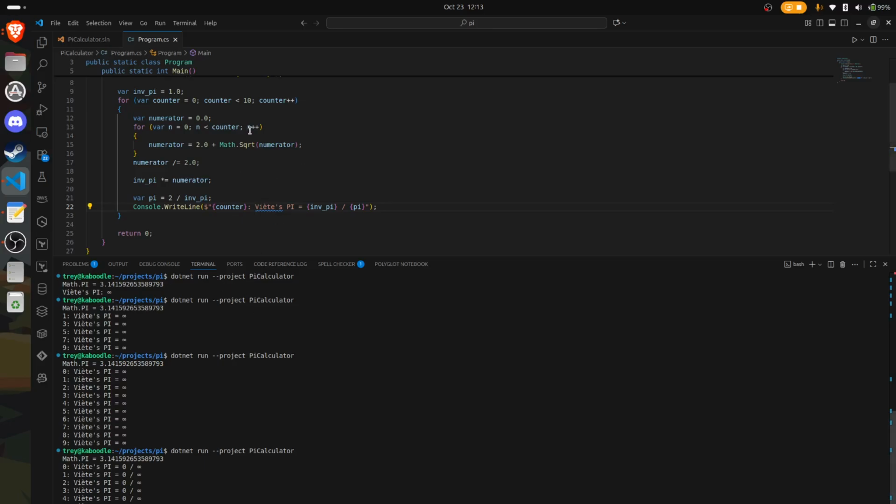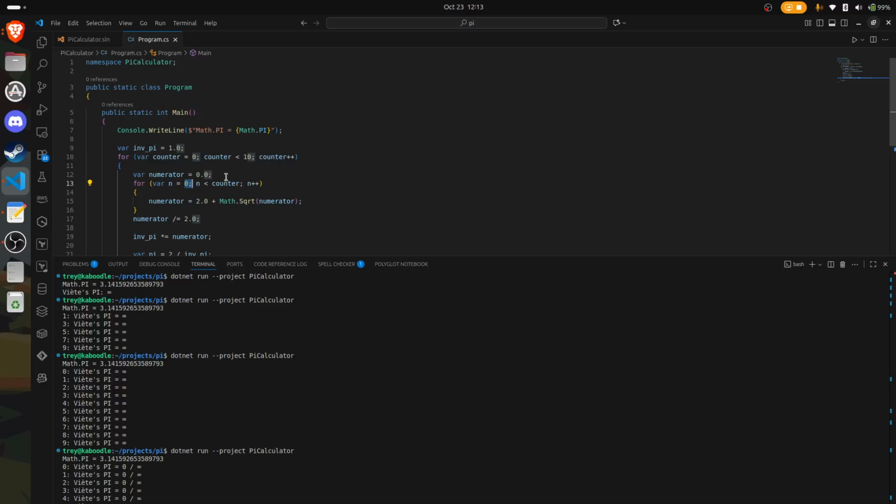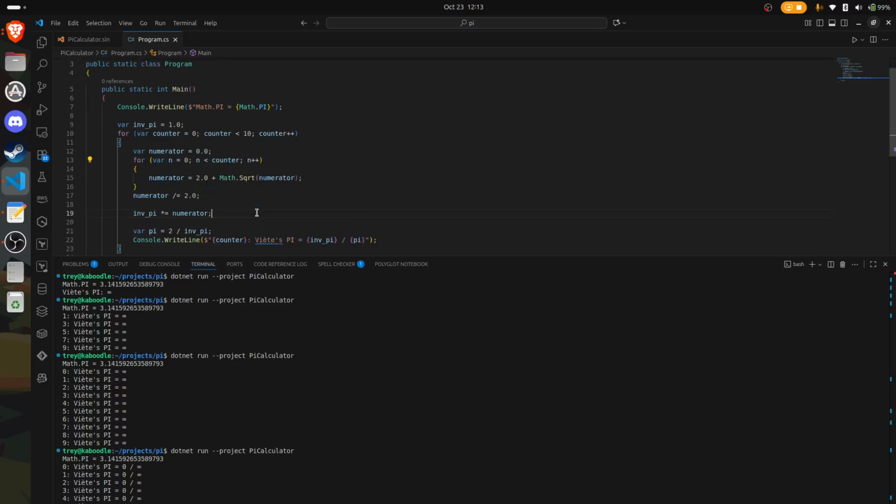Why is that 0? Because the numerator starts at 0. Counter is starting at 0, so as long as 0 is less than 0, it's not. 0 is equal to 0. So in the first iteration of the outer loop, the inner loop never executes. Numerator stays as 0, which then loads 0 into the inverse of pi. Cool.